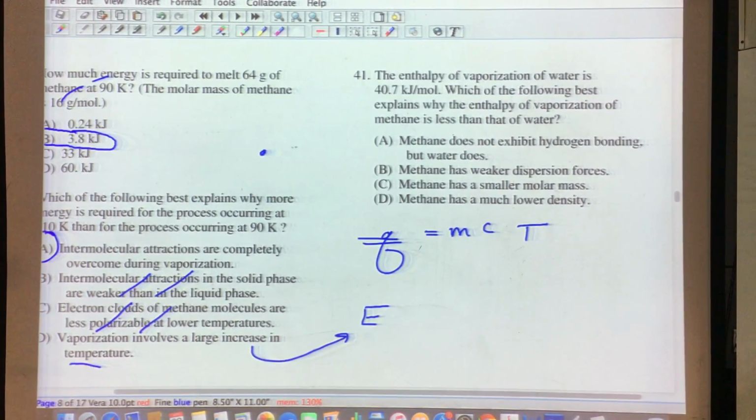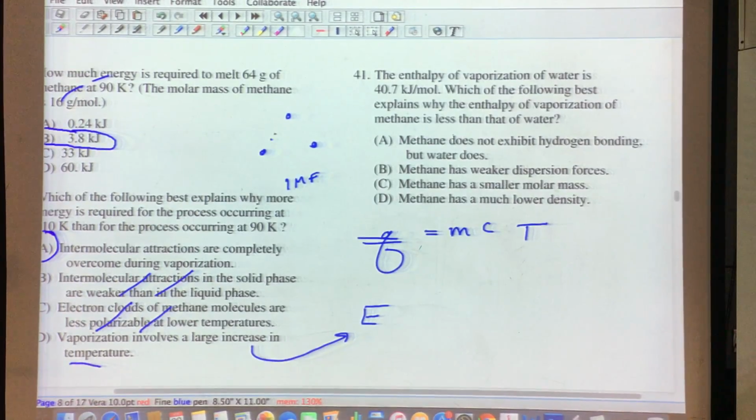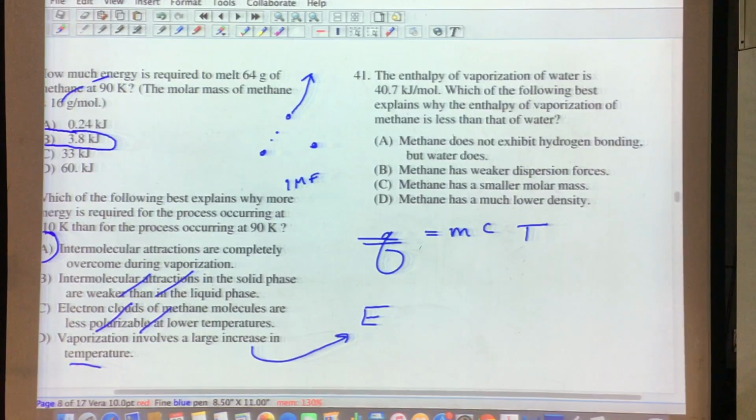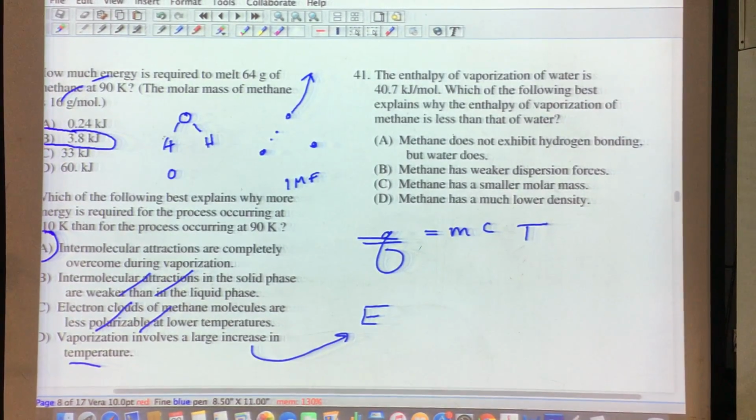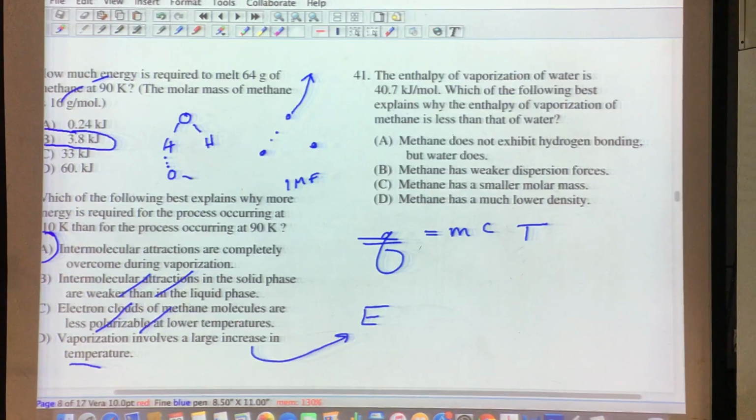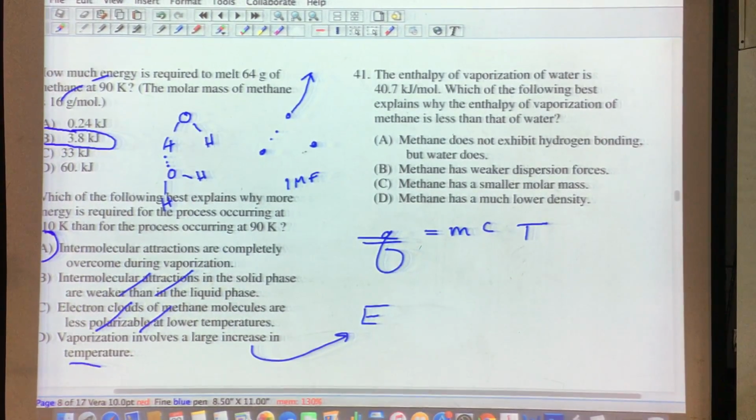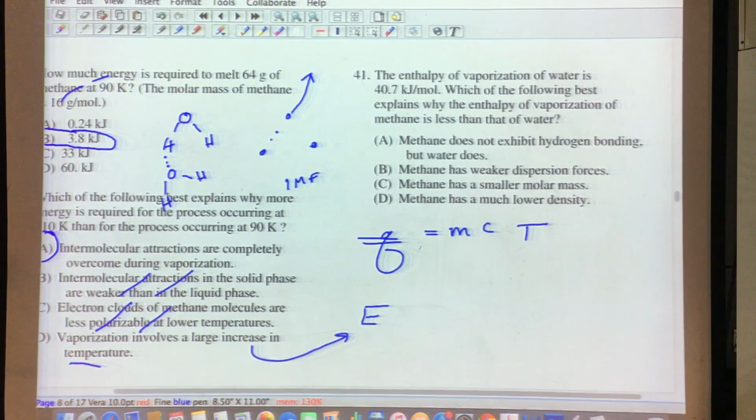Because it's easier to separate methane. Its intermolecular forces are not as strong, so it takes less energy. Now, what does water have that methane does not? Water has these electron deficient H's, otherwise called H bonding. Or as I like to say, H bonding. So, methane does not exhibit hydrogen bonding.